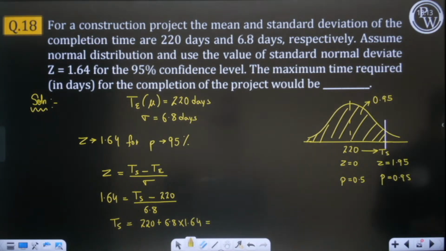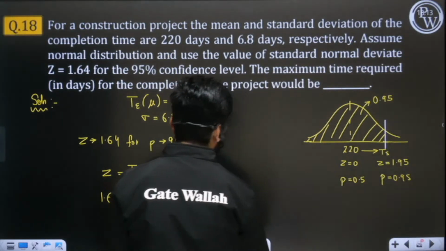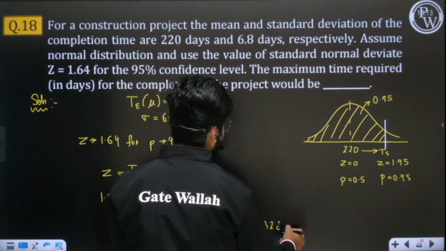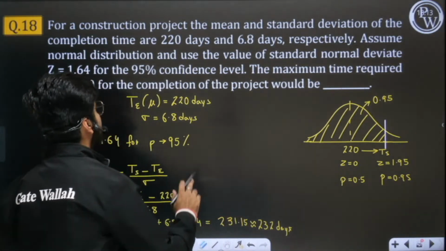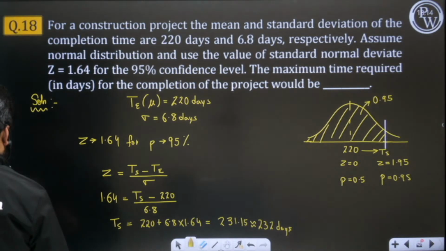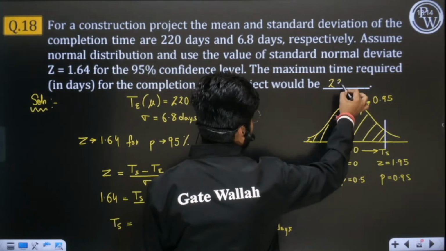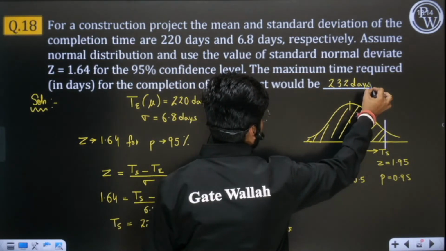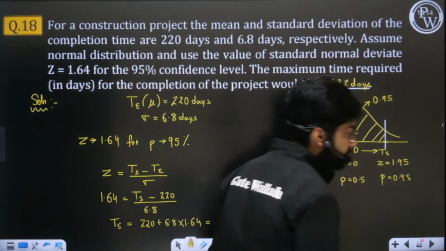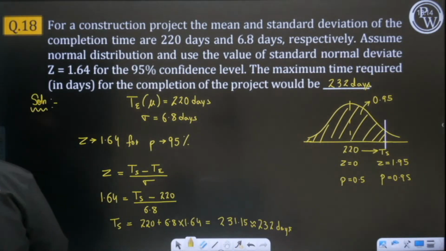We are getting it as 231.15, or you can round it off to the higher side. So at least in 232 days we will finish it. I hope this is clear to you. This is again a simple question. So at least 232 days I require, so that the probability of completion is 95%. Great. Now we'll move on to the next one.